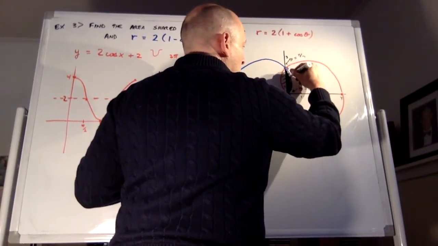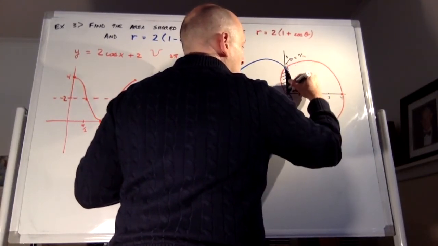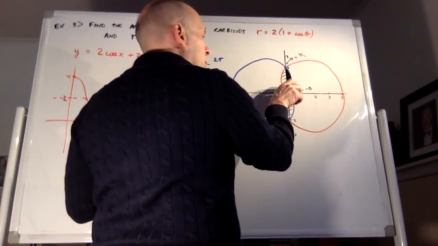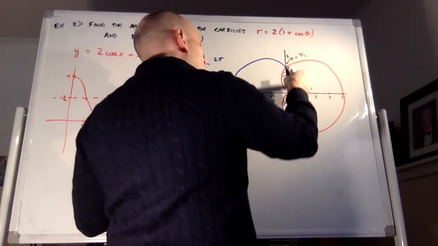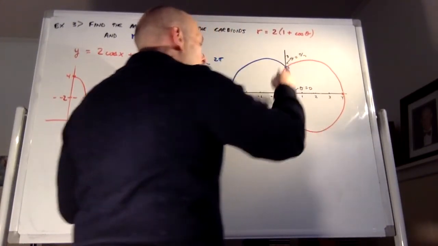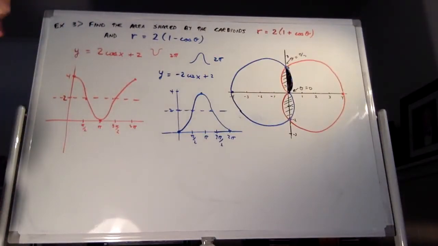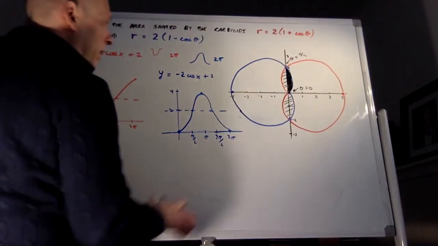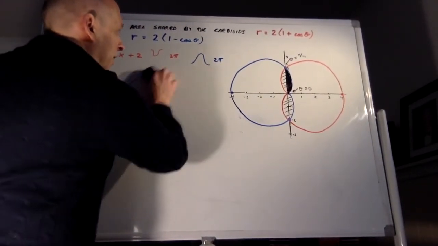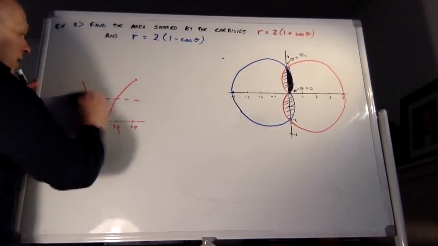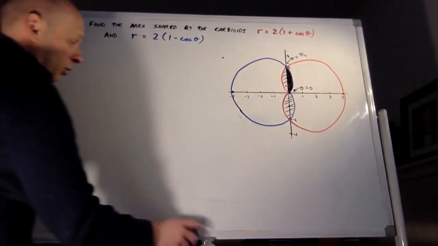And from the picture, we can see that this area that I'm shading in here, that we would get if we rotated from 0 to pi over 2 on the blue cardioid, would be 1/4 of the area we seek. So the area we seek here is going to be 4 times that area right there. Okay, so let's take a look.